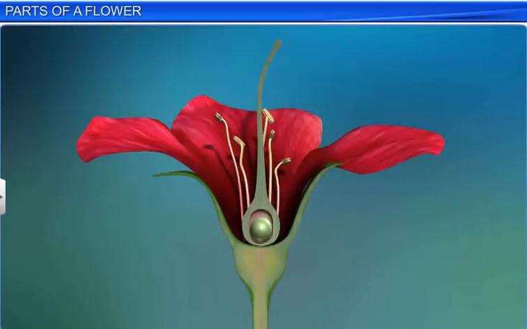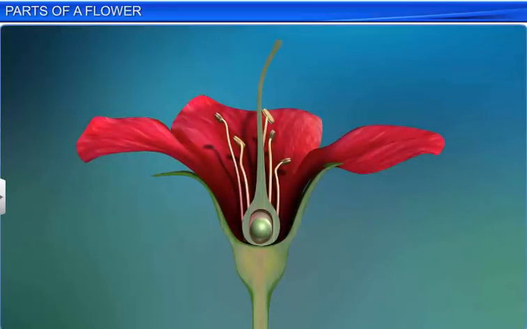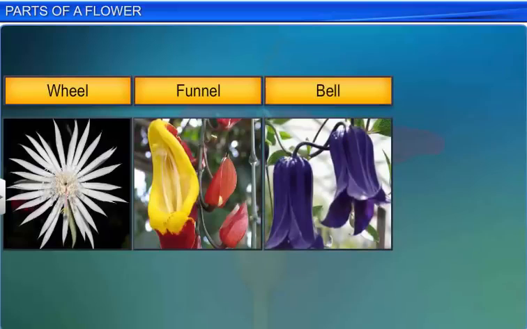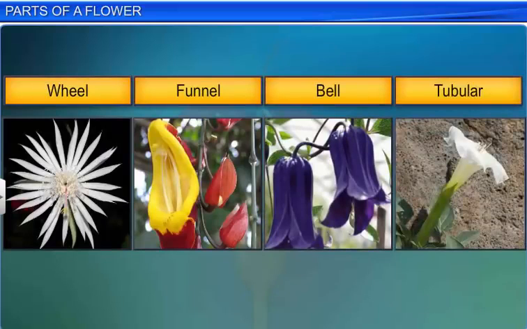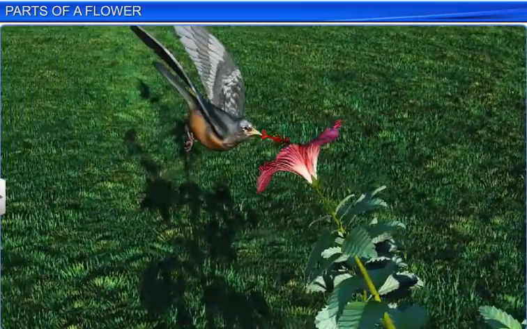The next inner whorl is the corolla, which consists of petals that are usually thin and soft. There is a wide variety in the color and shape of the corolla. It can be in the shape of a wheel, funnel, or bell, and is sometimes tubular. The primary function of the corolla is to attract insects and birds for pollination.